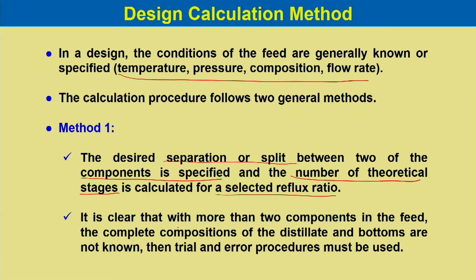It is clear that with more than two components in the feed, the complete composition of the distillate and the bottoms are not known. Then a trial and error procedure must be used. This is very clear for more than two component systems. In the feed, the complete composition of the distillate and bottoms are not known. So, we should follow the trial and error procedure to calculate the compositions.